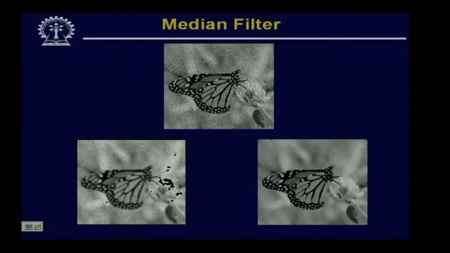Then this shows another median filter output result. For the bottom two images, on the left side is the image obtained using the box filter, and on the right hand side is the image obtained using the median filter. The enhancement using the median filter over the box filter is quite obvious from this particular image.